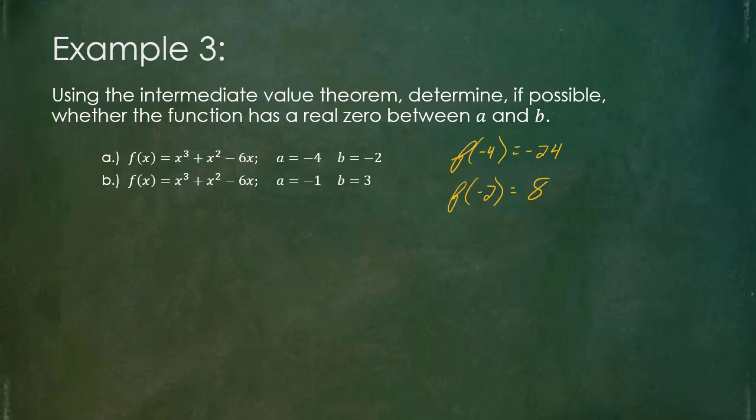So since one came back negative, the other came back positive, in between negative 4 and negative 2, yes, there would need to be a real zero. So a real zero exists in between there somewhere.